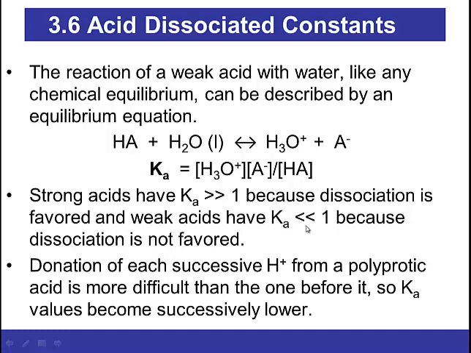If the Ka value is much less than 1, this would indicate that dissociation is not favored and that you still have a substantial amount of the acid in the acidic form, that it hasn't dissociated that proton to the hydronium ion. So you can look at the Ka value and you can judge whether you have a strong acid or a weak acid just by the Ka value.